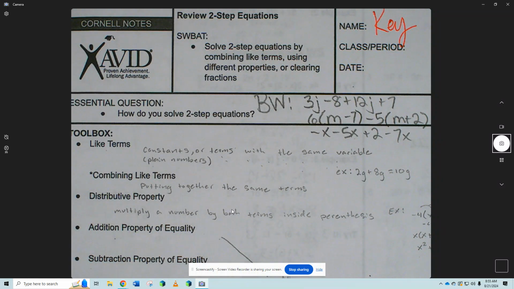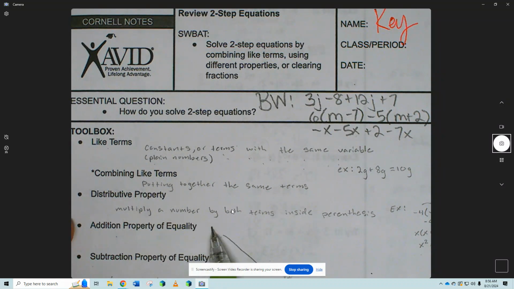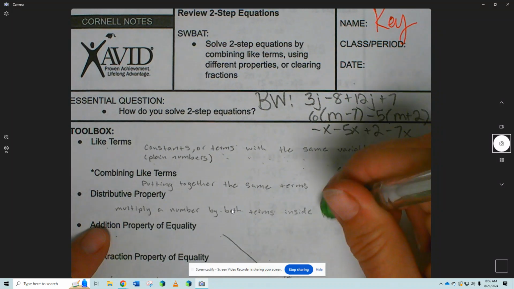Next vocab word is combining like terms. That's where I'm putting together the things that are the same. So all the things that have an x, or all the things that have a y. Putting together the same terms. Distributive property: multiply a number by both terms inside parentheses.